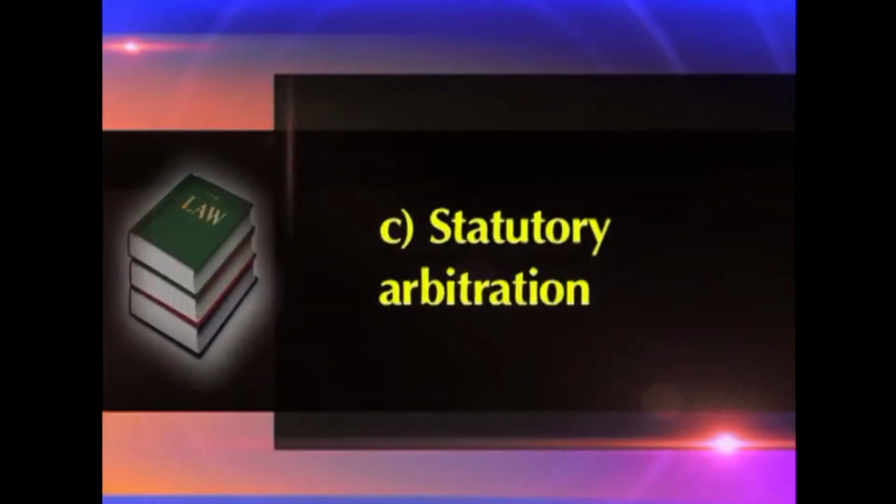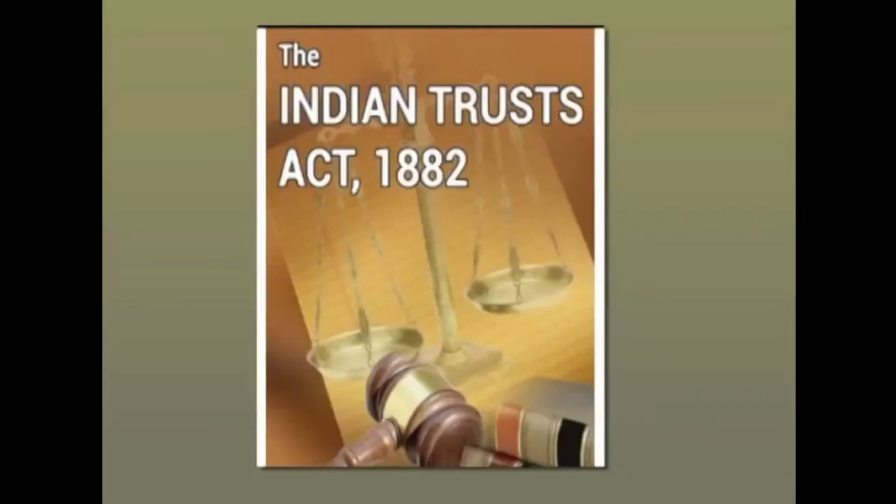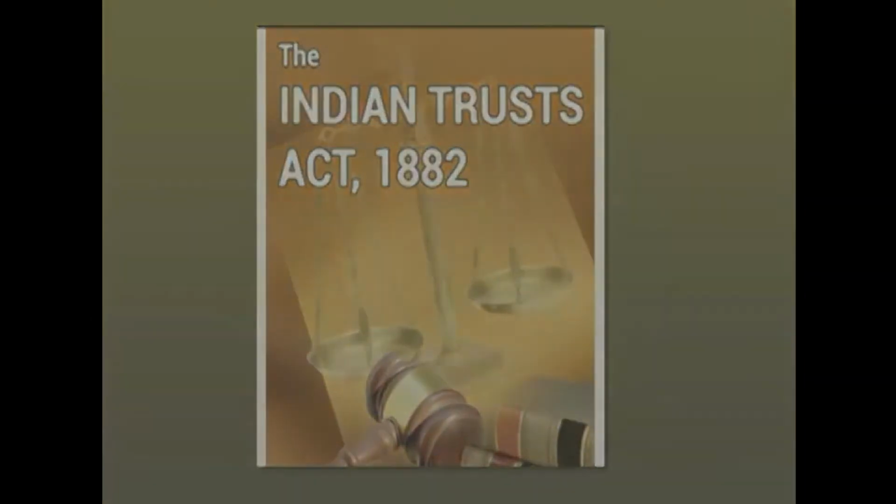Statutory arbitration, where arbitration is statutorily imposed on the parties and it is obligatory and binding on the parties to refer to arbitrator for settlement of their disputes. It is called as statutory arbitration. For example, Indian Trusts Act 1882.